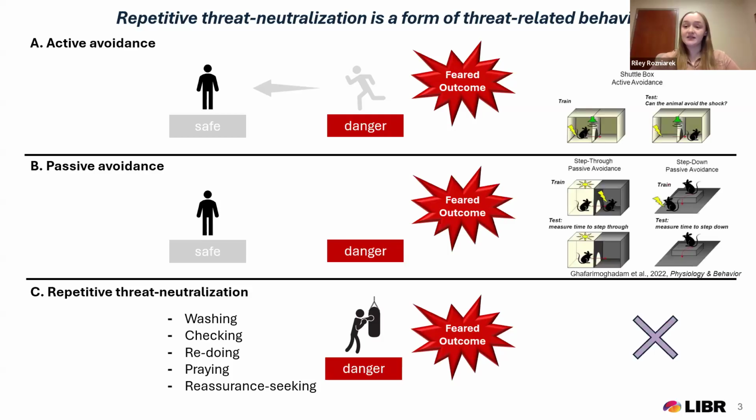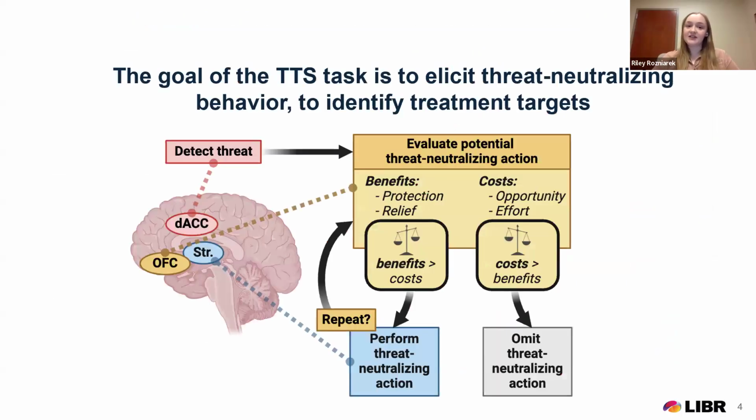We have tasks and a wealth of research that looks at active and passive avoidance, but we truly don't have access to a validated and MRI compatible task that elicits this repetitive threat neutralization behavior. So that was the goal of creating the tap to safety task. We wanted to create a task that was compatible with the MRI and elicited repetitive threat neutralization to potentially identify target treatment areas.